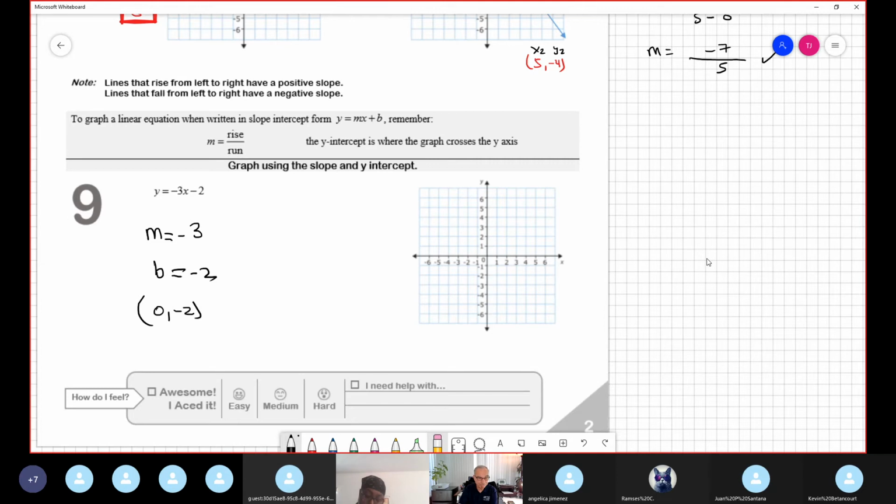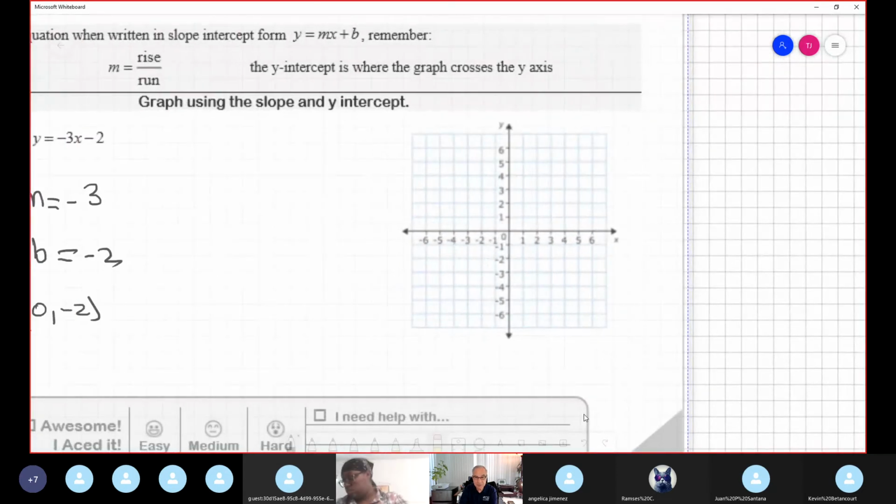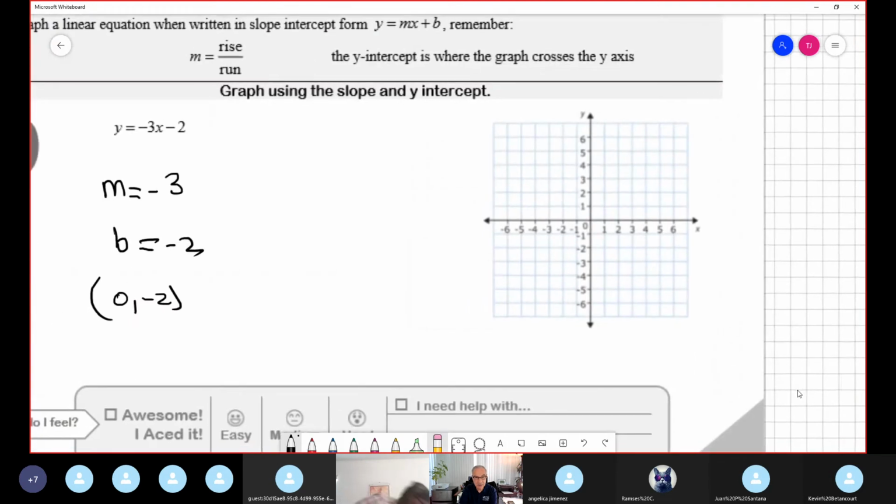I plot that. Here, over there, 0, negative. Now I know que slope is rise over run. But the problem is the whole numbers: -3 over 1. The rise in -3 is down 3 units. So we are at -2, down, and 1, 2, 3 is -5.